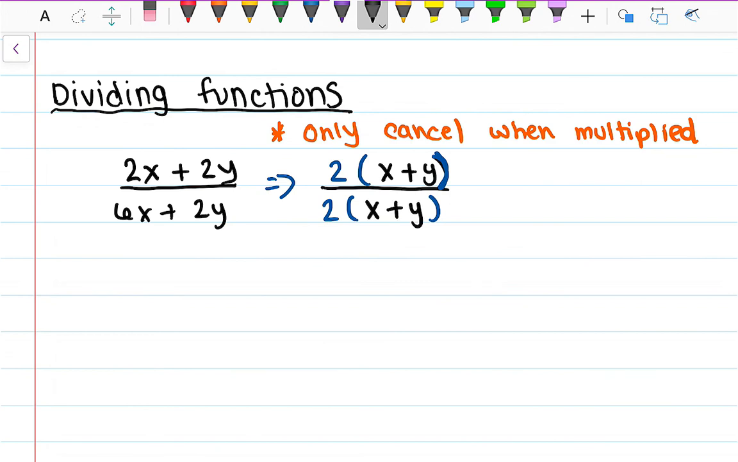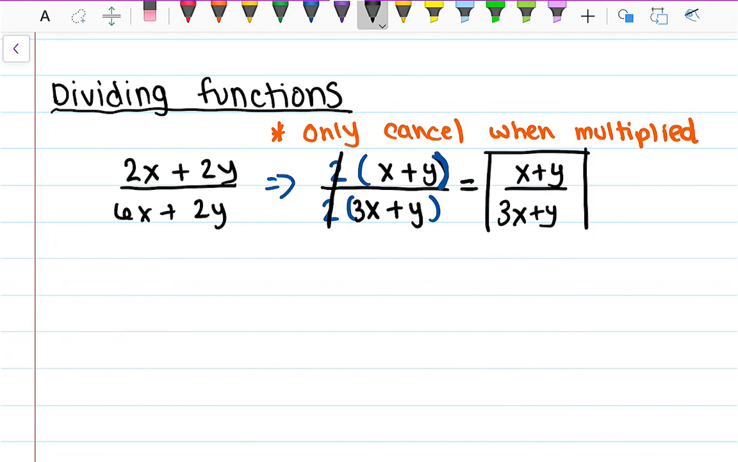Oh, why did I do that? Oh my goodness. Okay, so I'm left with 3x plus y on the inside, right? Okay, so what can I cancel? Well, I can cancel my 2's. And what am I left with? x plus y over 3x plus y. So once I can't simplify any further, then this would be my answer. Okay, so that's one example.